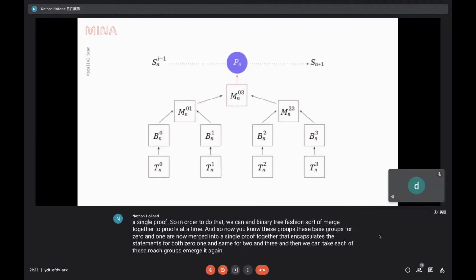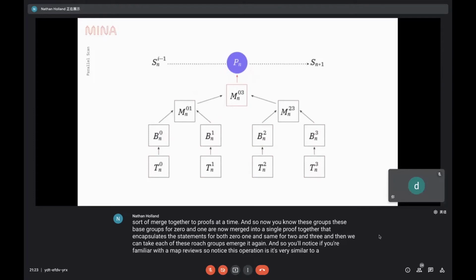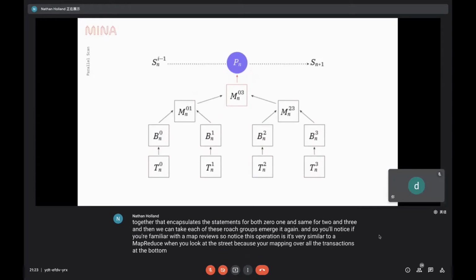And you'll notice, if you're familiar with map reduce, that this operation is very similar to a map reduce when you look at this tree, because you're mapping over all the transactions at the bottom to generate base proofs, and then you're reducing all the base proofs into merge proofs, which can ultimately be included into the blockchain proof.